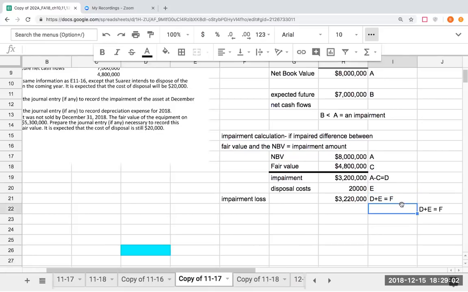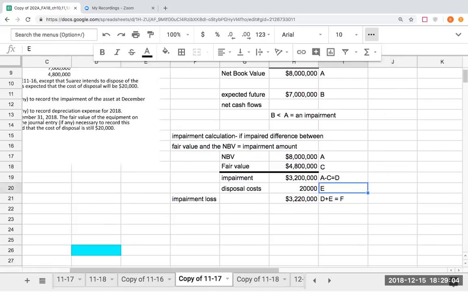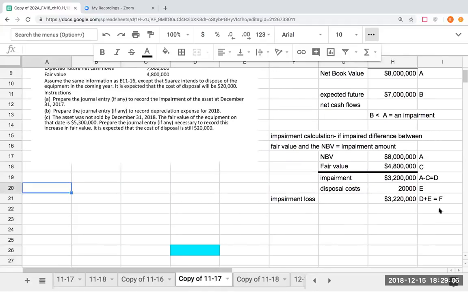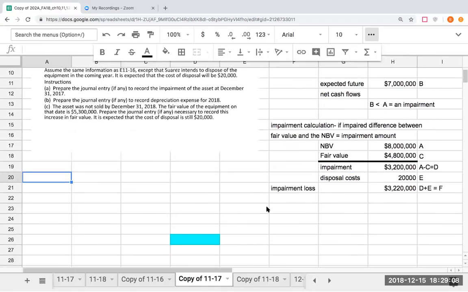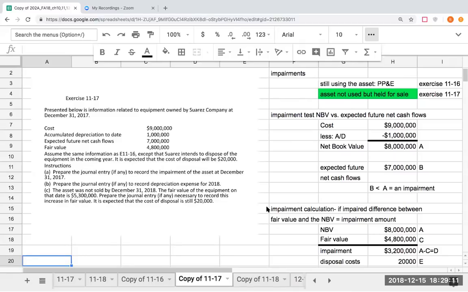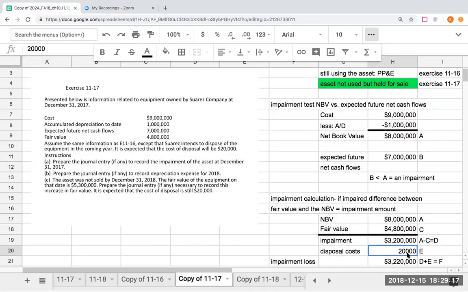So remember, the important part right here is that it's kind of the same as what we just did before, except this is a little bit different. Now that we're planning on disposing of this asset, we also need to accrue for those costs because we know that we're going to be incurring them.